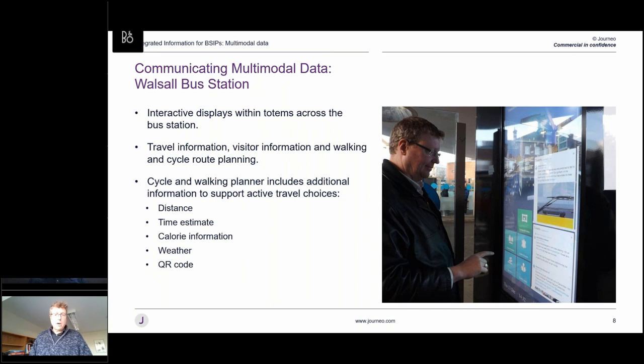So communicating that mobile data, this is an example of a scheme that we did with one of our customers in the Midlands. So we've provided interactive content as well. As well as just pushing the data out, we do interactive browser content. So we'll again manage that data from whichever multimodal source it comes from, and then give that user the choice to choose which form of transport might suit them best that day.